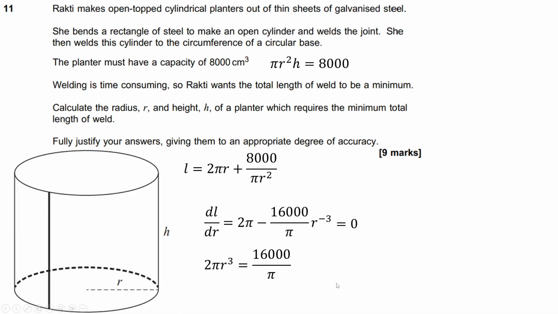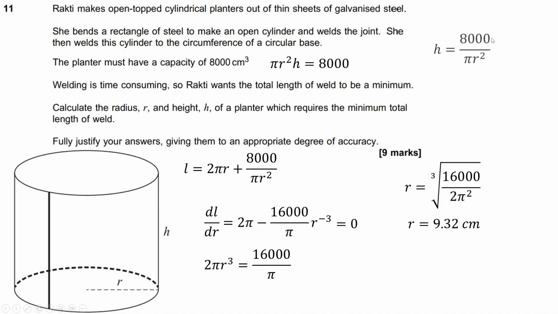What did I do next? Okay, so I just rearranged for r there to get this, and then r must equal 9.32. So this is the radius which gives a minimum total length of the weld, and then we know that the height is this, so just plug this in to get what the minimum height is. This is the value of r which minimizes L, by the way. Okay, we do have to show that it's the minimum, because it says fully justify your answers.